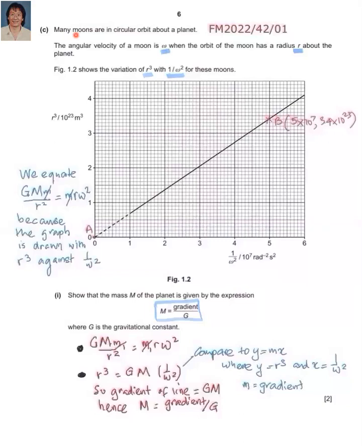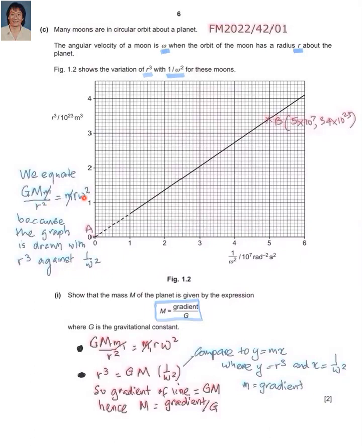In part C, many moons are in circular orbit about a planet. The angular velocity of the moon is omega when the orbit of the moon has a radius r about the planet. Figure 1.2 shows the variation of r cubed with 1 over omega squared for these moons. So the graph is drawn for r cubed against 1 over omega squared. So we equate GMm over r squared equals mr omega squared because the graph is drawn with r cubed against 1 over omega squared.